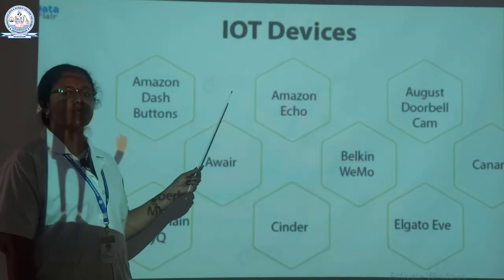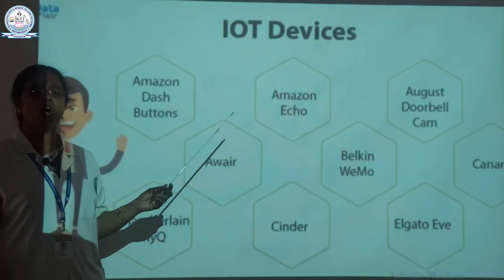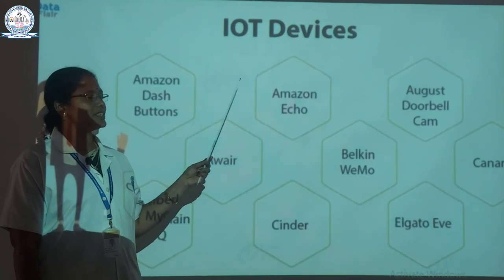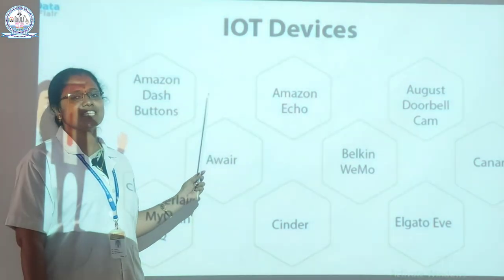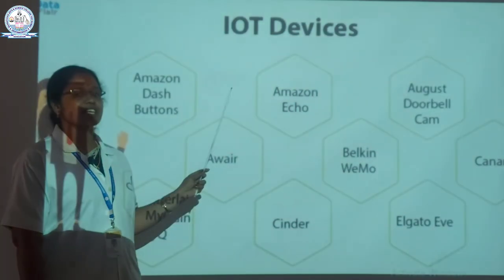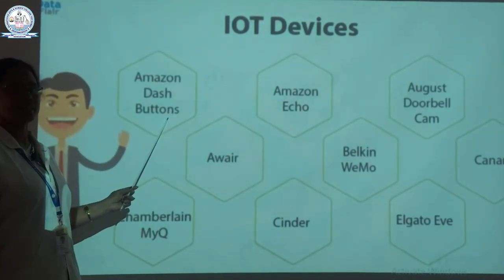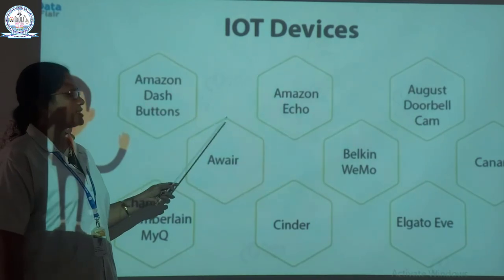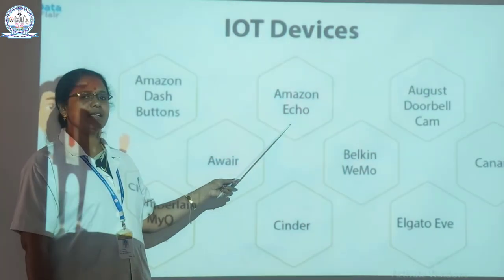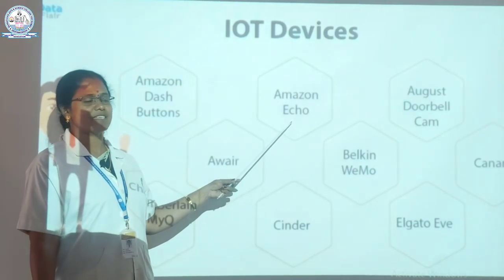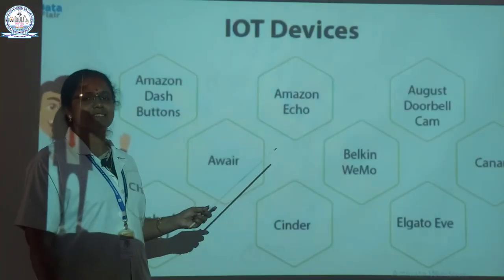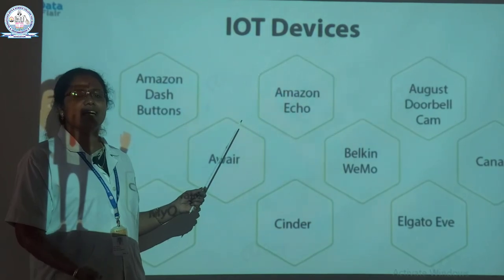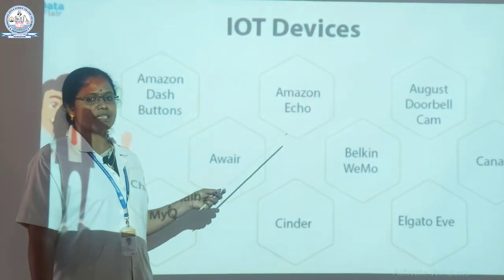Next we see the IoT devices. IoT devices are hardware such as sensors, actuators, gadgets, applications or machines. Through the IoT devices, each and every device can communicate and interact with each other. For example, Amazon Dash buttons, used for controlling remote controls for Netflix. Amazon Echo, for example Alexa, you know about the Alexa device. The Alexa device is used for voice service, that is, a user can talk directly to Alexa and control all the devices in homes, offices and hotels, etc.